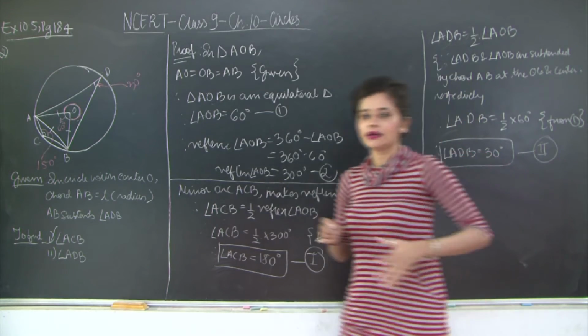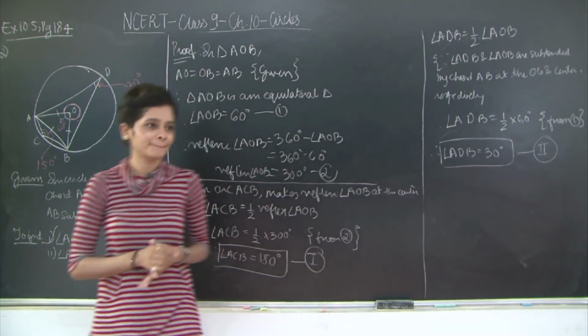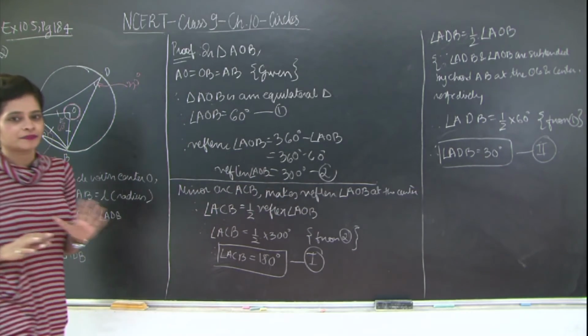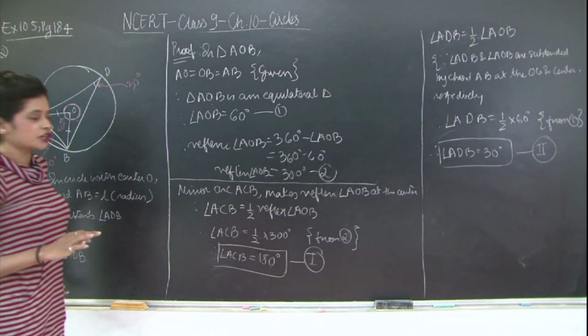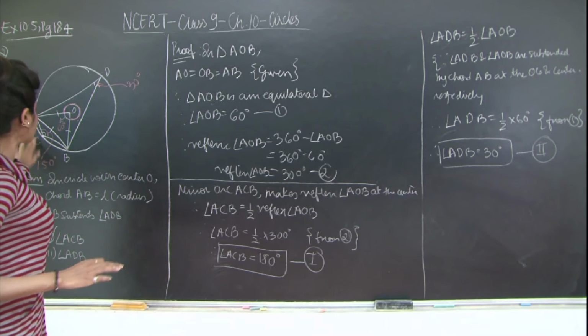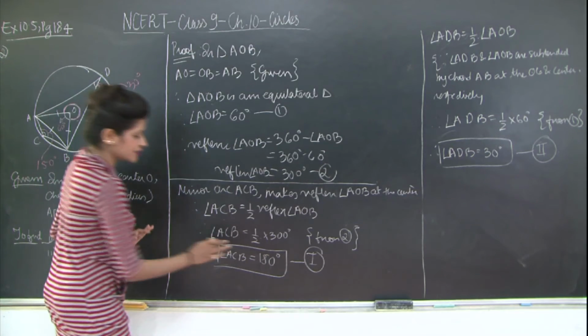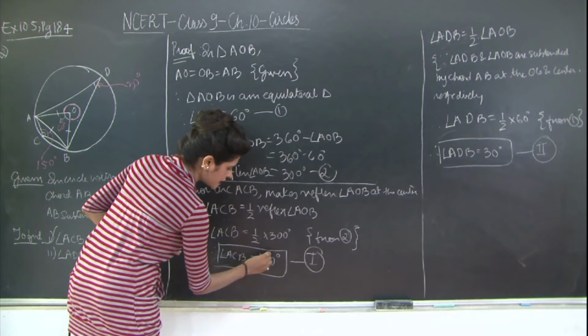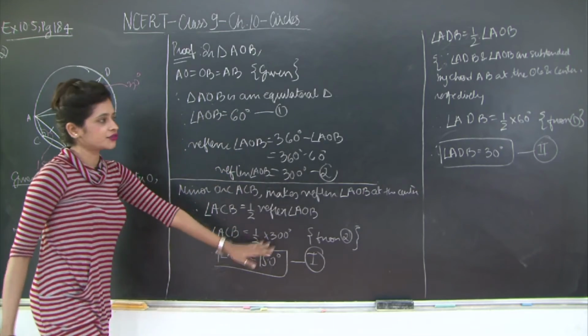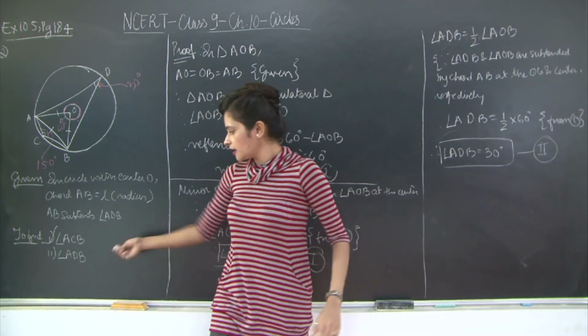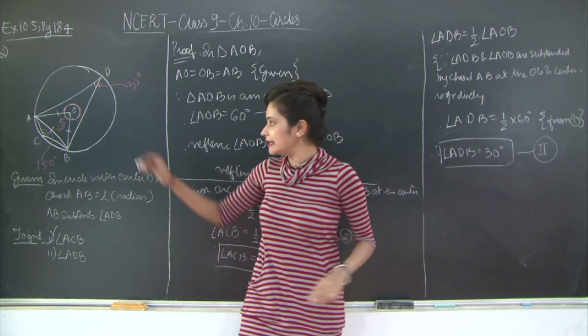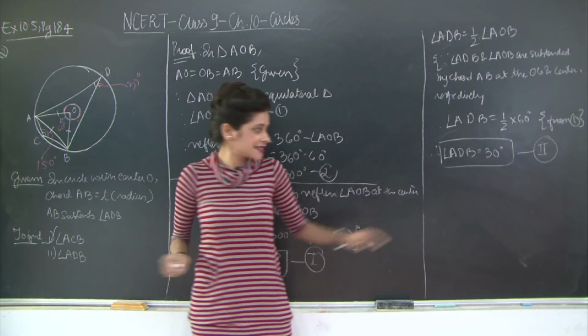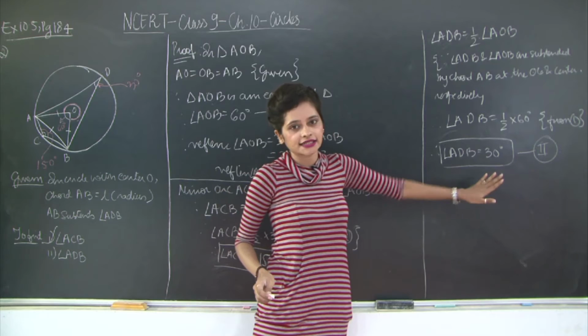So please take a look. So finally, what did we get? Measure angle ACB as? ACB was 150 degrees. This is 150 degrees, half of 300, and ADB is half of the angle inside. The angle inside is 60 degrees, so ADB is 30 degrees.